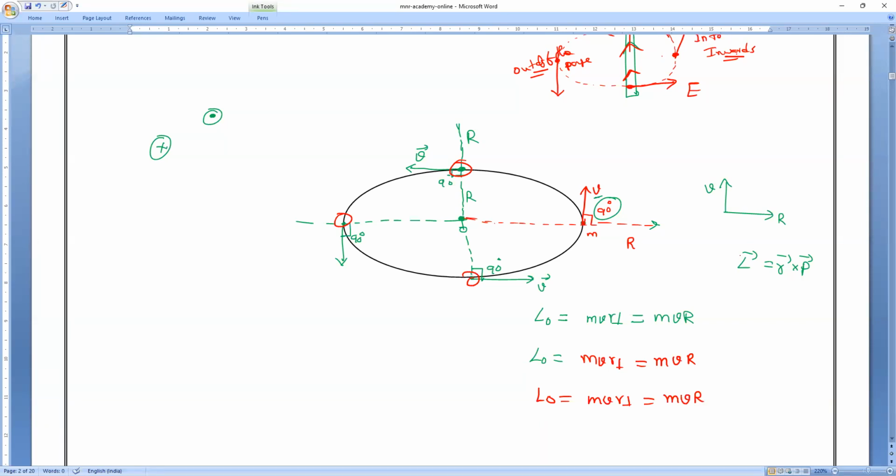Everybody, angular momentum, if you check it, will always act upwards only. Understood? So it acts upwards. Every point you can see with respect to the center, the magnitude and direction are constant, both in magnitude as well as direction.